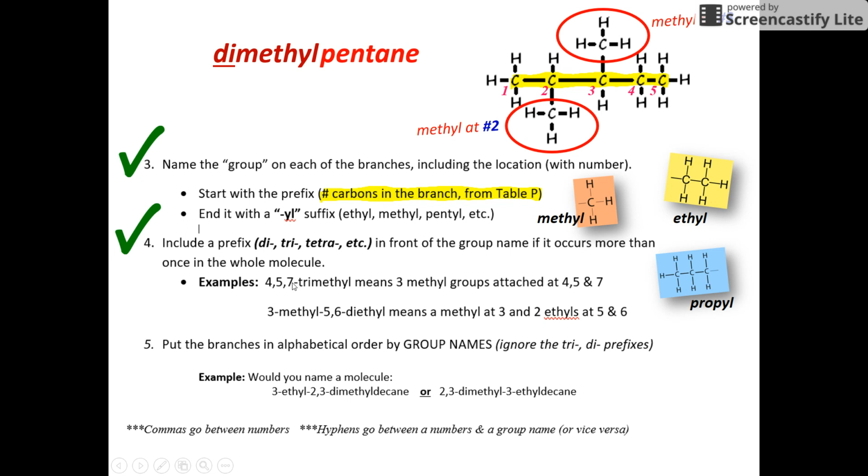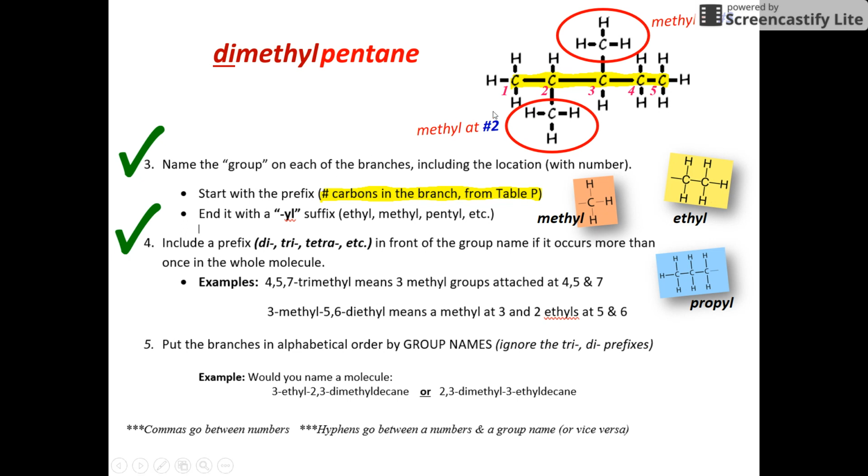Let's look at these examples of how we write these numbers. 4,5,7-trimethyl means 3 methyl groups attached at 4, 5, and 7. Trimethyl means 3 methyl groups. Where are they attached? At carbons number 4, 5, and 7 in the chain. Here's another more complicated example. 3-methyl-5,6-diethyl. That means there's a methyl at number 3. Right here, there's a methyl. Where is it? It's at number 3 in the chain. And there's diethyl. So there are 2 ethyl groups. Where are they? They're at number 5 and number 6 in the chain.